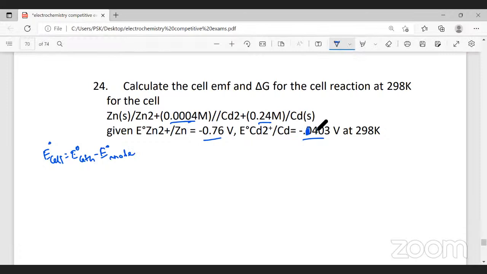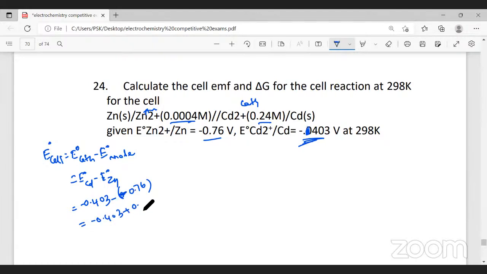What is cathode here? Which is larger here? Cadmium is undergoing reduction. This is cathode and this is anode. So E naught of cadmium minus E naught of zinc. That is minus 0.403 minus, minus 0.76. So it will be minus 0.403 plus 0.76. So that will be equal to 0.36 volts. E naught cell is 0.36. Now tell me, how do I calculate the EMF?